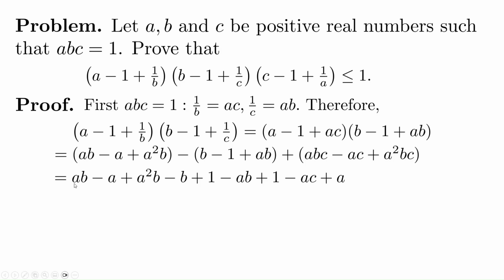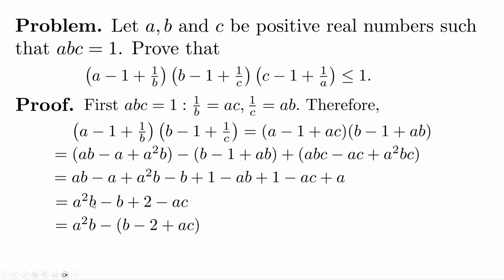Now, we have a positive AB and a negative AB, which cancel. Negative A and positive A cancel. Positive 1 terms combine. As a result, only 4 terms remain: A squared B minus B plus 2 minus AC.